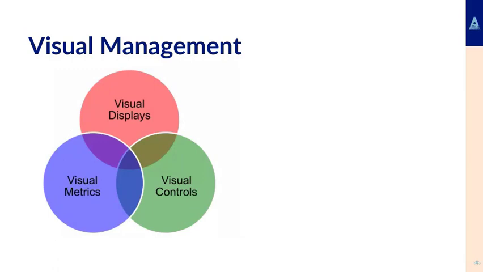So there's three main aspects to visual management. First one is visual display. So what are we presenting? Then we have visual metrics, what are we actually measuring and why, and then visual controls, what we must do to make sure we follow standards, and it's graphically representative.